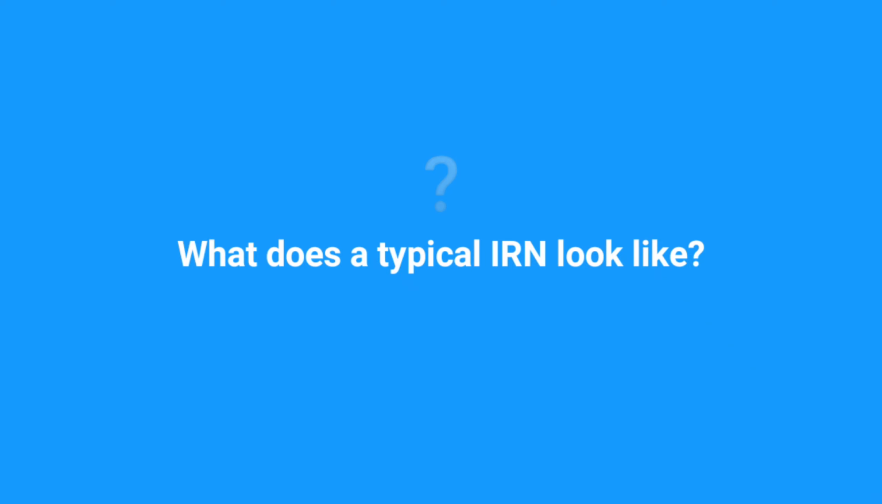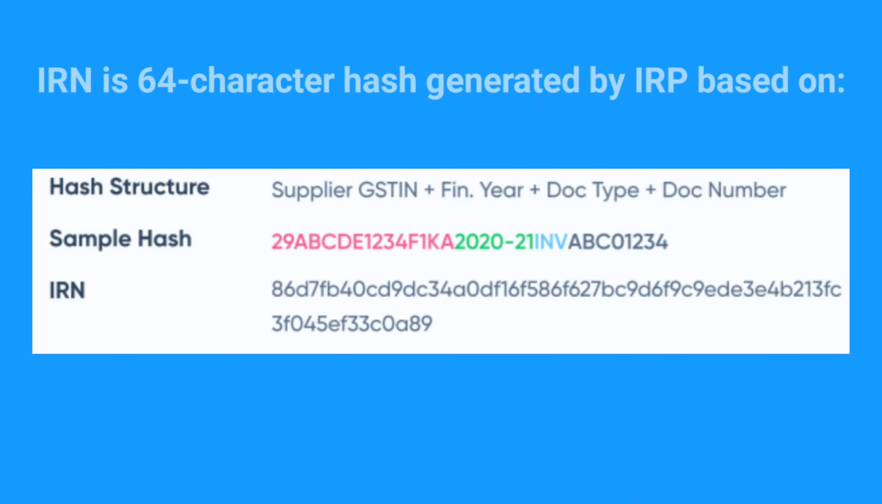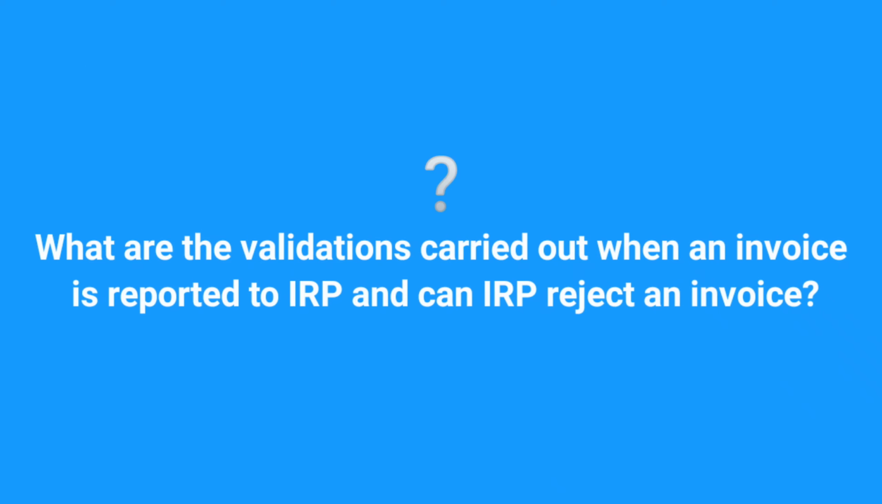What does a typical IRN look like? IRN is a unique 64-character hash based on GSTIN, invoice number, type of document, financial year as displayed on your screen. What are the validations carried out when invoice is reported to IRP, and can IRP reject an invoice? Yes, IRP can reject an invoice if it does not meet the schema or format as well as if it is found to be duplicate.